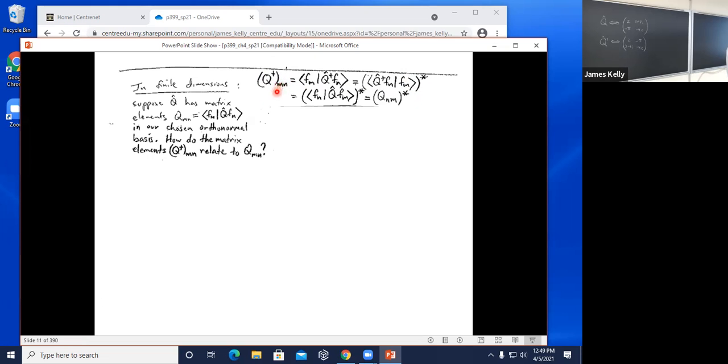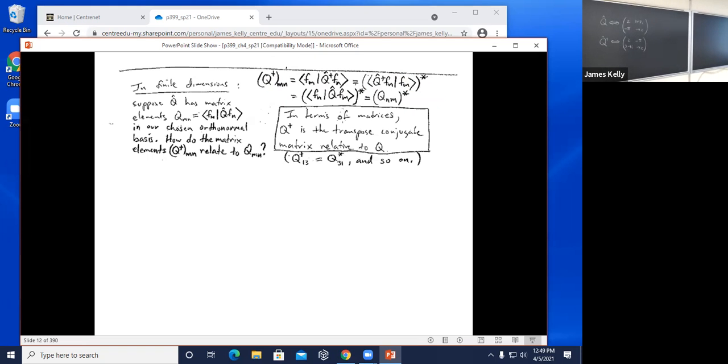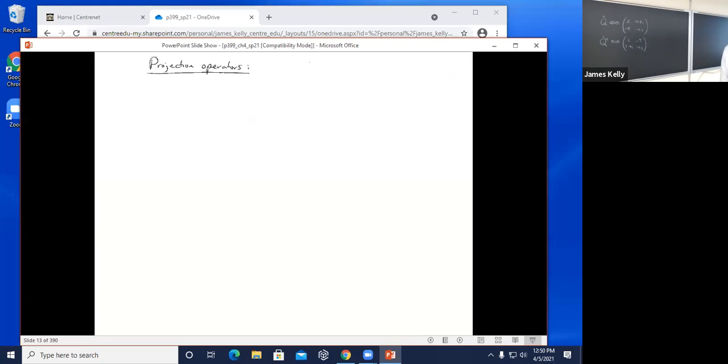So that means Q dagger has in its 3-1 position what Q has in its 1-3 position, but complex conjugated. If you think about that, that's the transpose conjugate of the matrix elements to get the matrix elements of Q dagger. Again, just a couple of grab-bag things, but people asked about them.